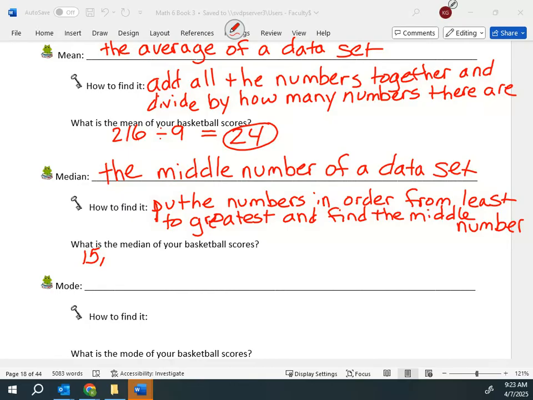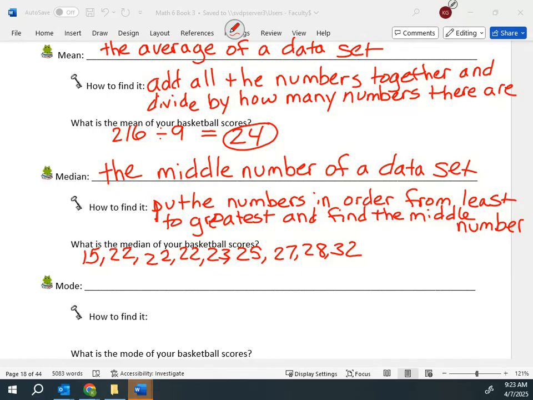But I would have 15, then 22, 22, 22, 23, 25, 27, 28, and 32. Then what I do is I always go back and I double check because I've had times where I have missed a number.